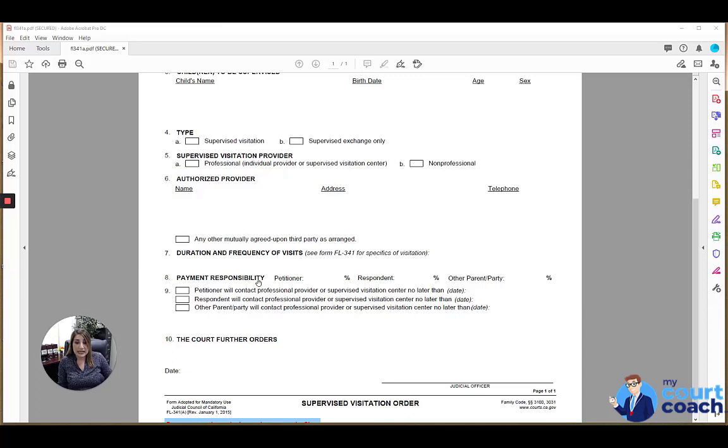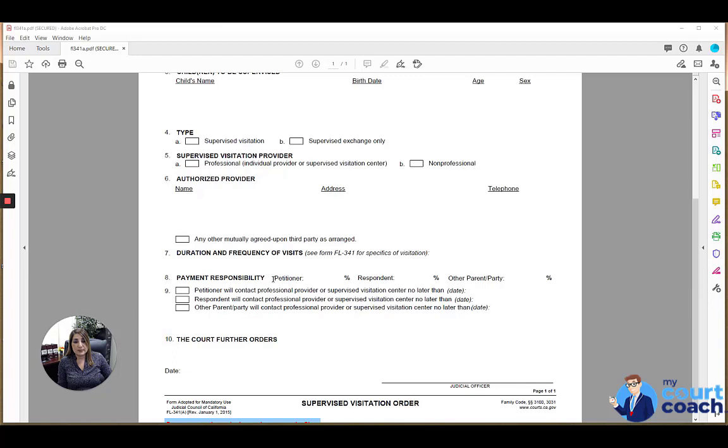Finally, field 8 has you identify which party is responsible for payment of the professional supervisor. Again, that's only if the court makes that order. Sometimes they will order a party to advance it subject to reallocation, meaning that maybe petitioner has to pay the cost up front, but the court will hear a request later to reallocate that amount paid between the parties.